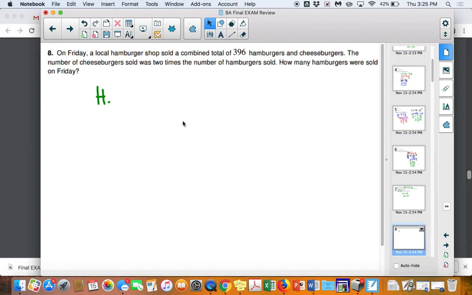Okay, starting back over. Here we go with the hamburgers. The local hamburger shop sold a combined total of 396 burgers and cheeseburgers. The number of cheeseburgers sold was 2 times the number of hamburgers sold. So how many hamburgers were sold on Friday?